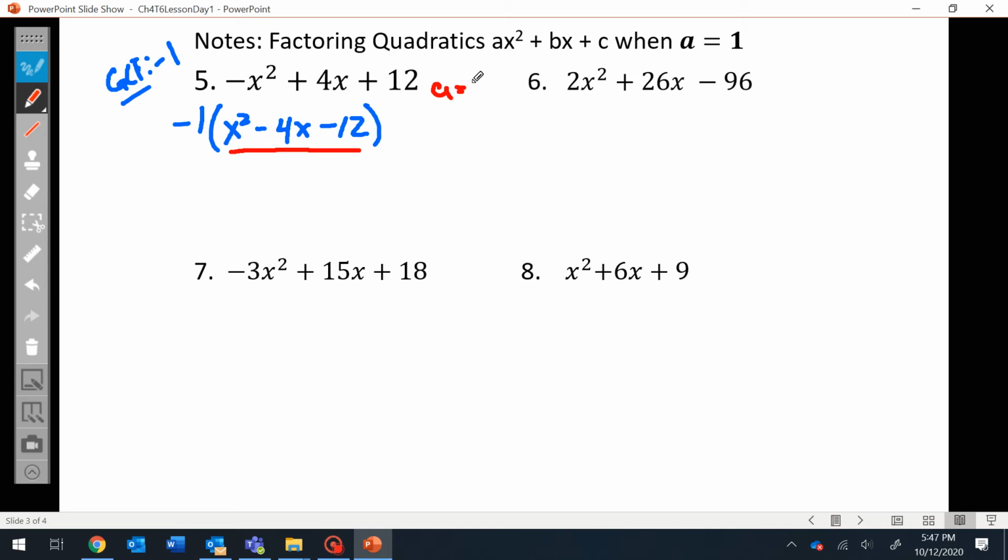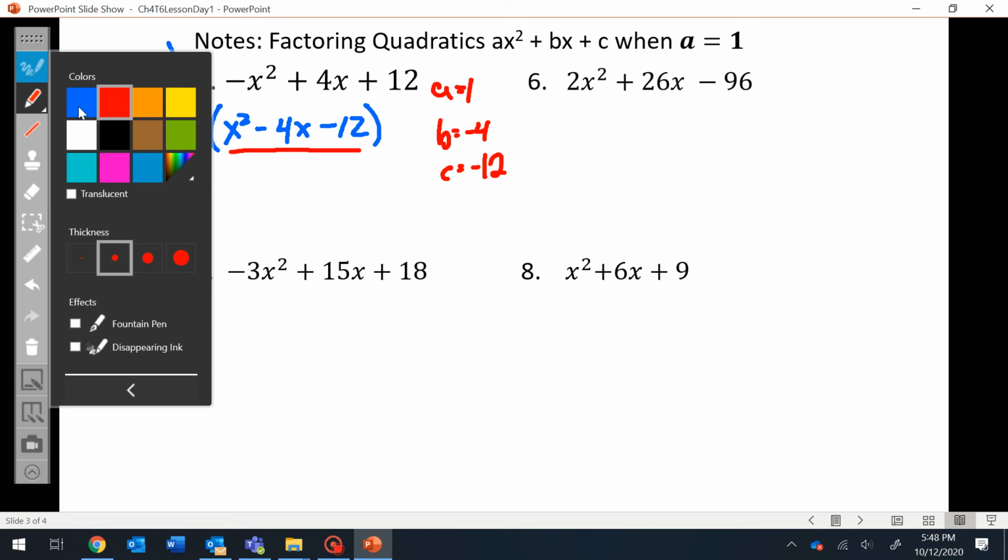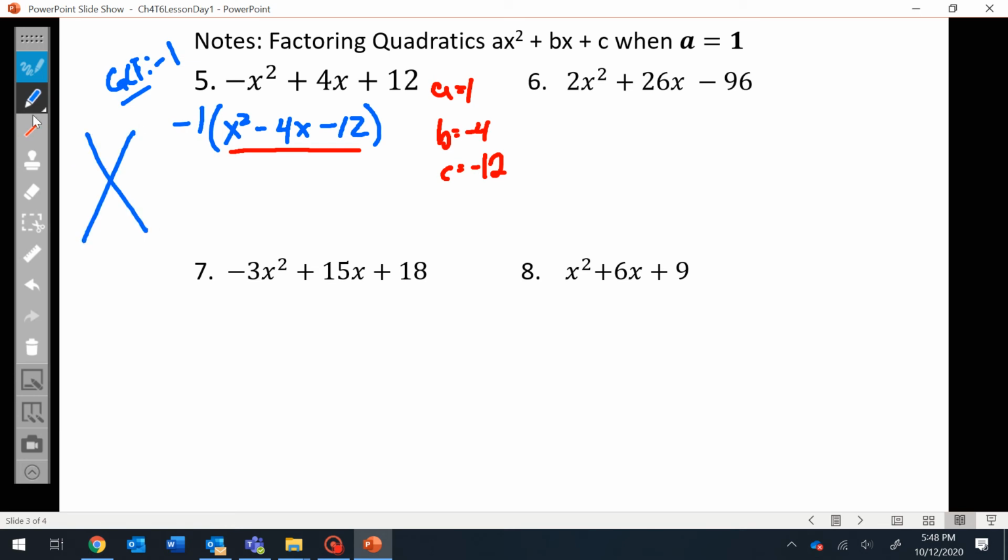So the a is 1, the b is -4, and the c is -12. I'm going to set up my cross. Up top is a times c, so it's -12, and the bottom is b, -4. I'm looking for two numbers that multiply to -12 and add to -4. Those two numbers are going to be -6 and +2. -6 times 2 is -12, -6 plus 2 is -4. So the two factors of x squared minus 4x minus 12 are x minus 6 and x plus 2.